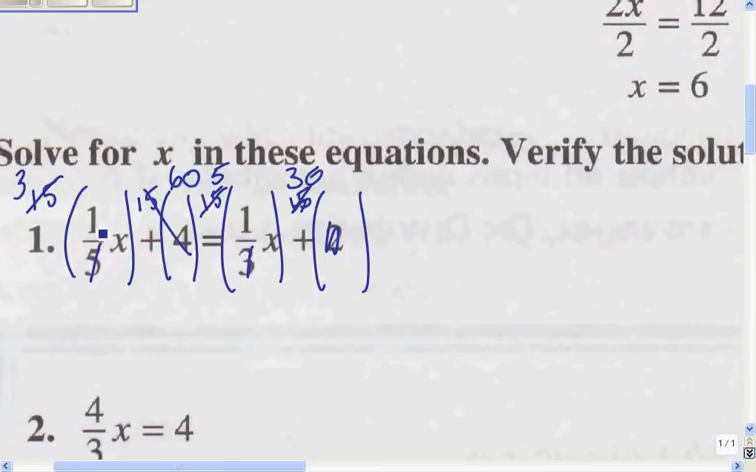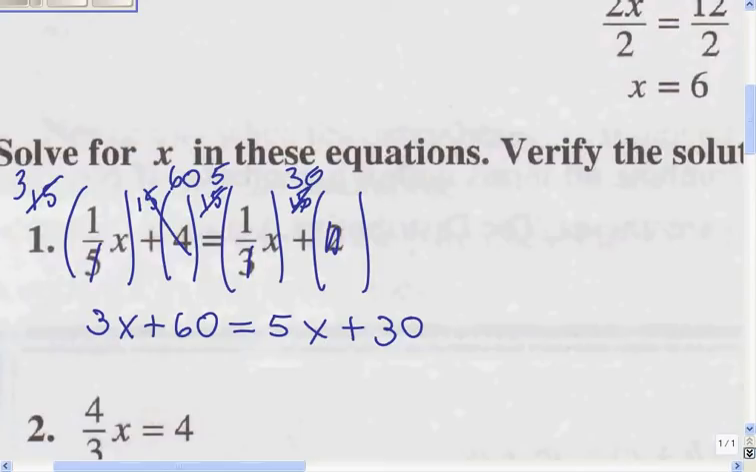3 times 1 is 3, and 3 times x is 3x. And then here I've got just 60, so I'm just going to bring down the positive and write 60 equals 5 times 1. 5 times 1 is 5, and 5 times x is 5x. And then here I'm just going to bring down the positive and my 30, because there's nothing to multiply it by. From this point now, this should look familiar, right? This equation. You've done this before.